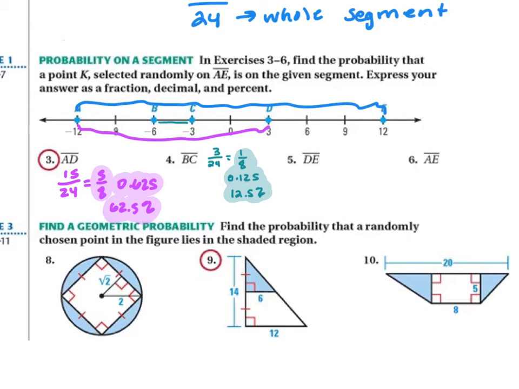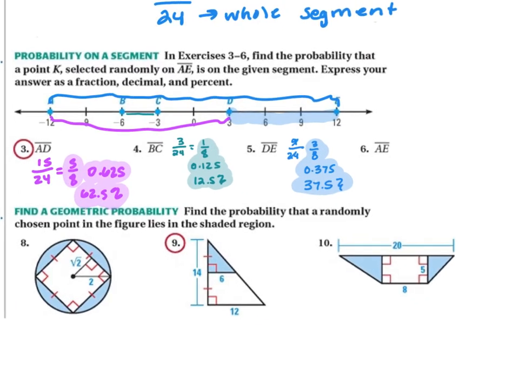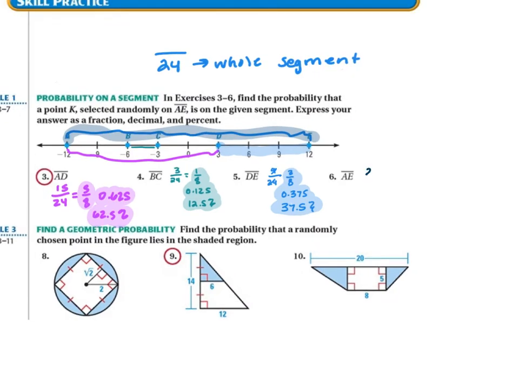Okay, DE goes from 3 to 12. That's 9. 9 over 24, which again divisible by 3, 3/8, which is 0.375 or 37.5%. And 6 says AE. So AE is the length of AE, which would mean it's 24 over 24. That's going to be 1. That decimal is 1, and that percent is 100%.